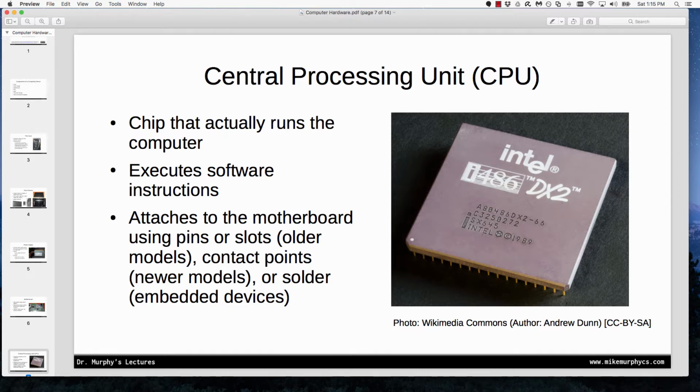As I mentioned earlier, this is where the instructions are actually executed. And it's kind of hard to believe that one of the most important parts of the computer is so tiny. I mean, it is very tiny. It's the size of like a $50 bill if you look at one. So this executes software instructions, specifically machine instructions. Okay, and it attaches to the motherboard using pins or slots.